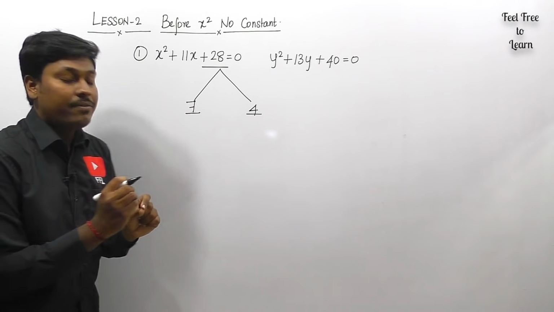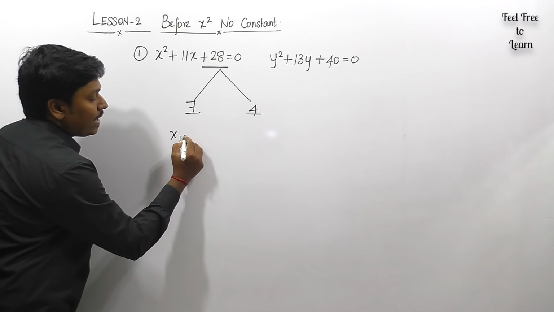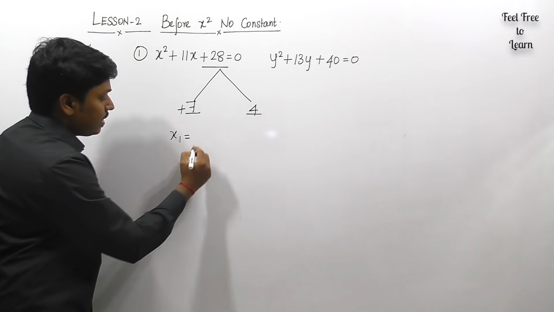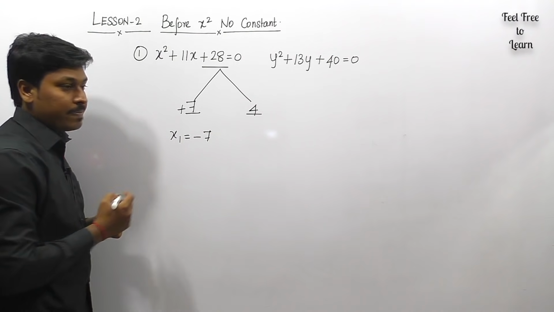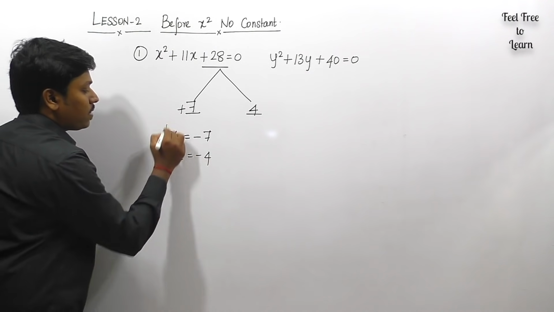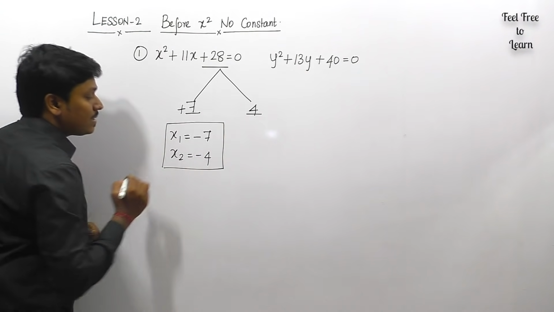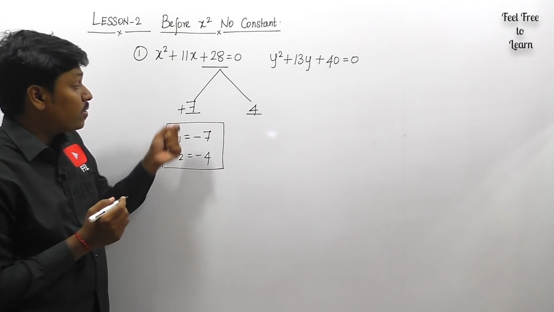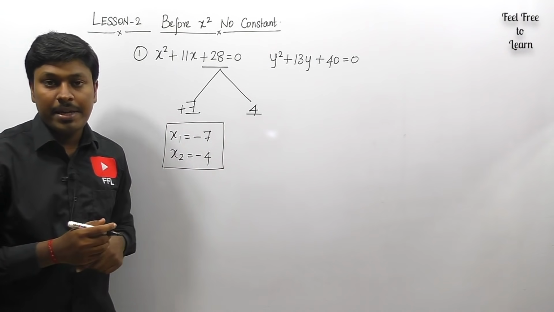So friends, listen carefully while writing the value of x1. Here it is plus 7, right? But while writing, you need to change the sign. So x1 is equal to minus 7. And here it is plus 4. So while writing, x2 is equal to minus 4. So finally we got the value of x, that is x1 is equal to minus 7 and x2 is equal to minus 4.